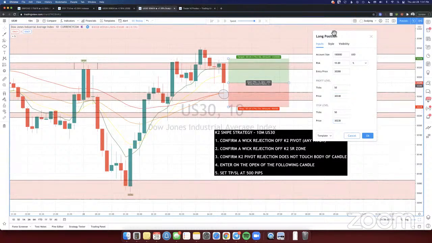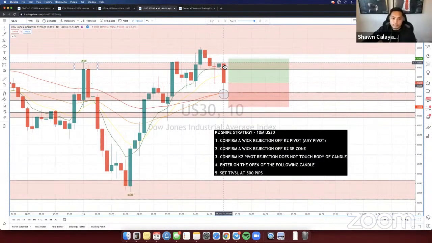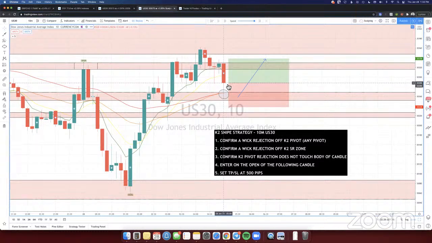Okay, so the price that we entered is right there in the middle, right? Yeah. Because this candle was coming down, and what happened was it rejected off this point right here. So we were anticipating this to bounce back up. Once it rejects off it, you'll be entering at this point. You can have your finger on the buy button right away, and as soon as it closes, you can just take that buy and you'll be good to go. Okay, it seems very easy. Now number 3 says confirm the K2 pivot rejection does not touch the body of the candle.